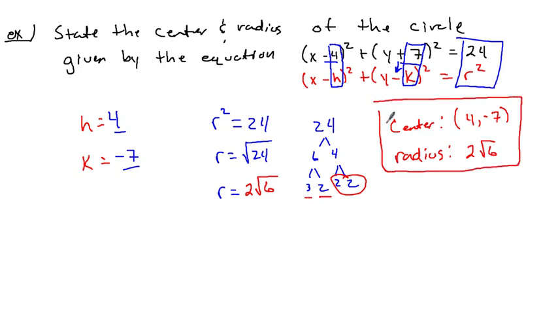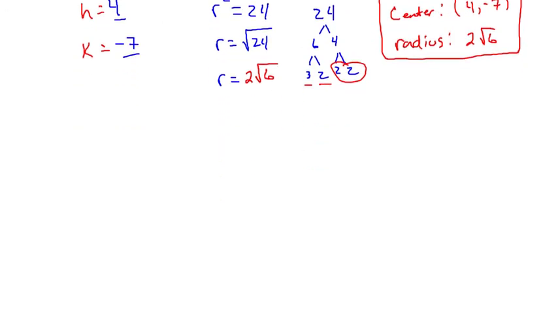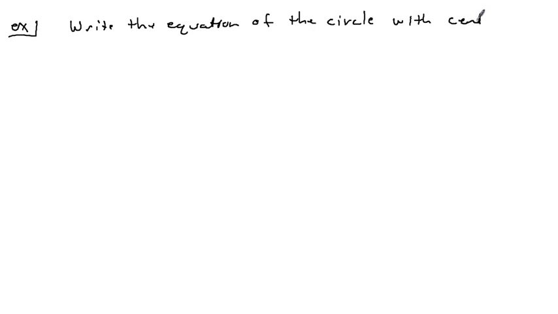Okay, one more example, and we're going to be done. Write the equation of the circle with center -2, 4 that passes through -6, 7.